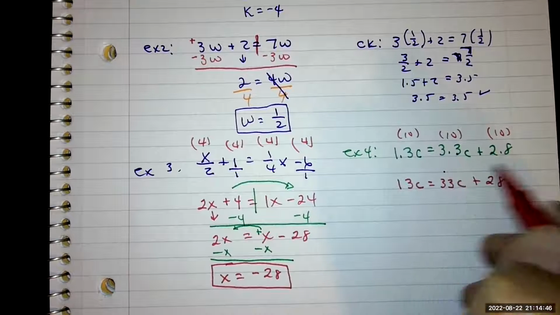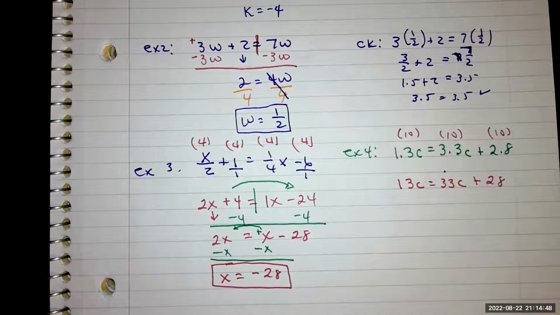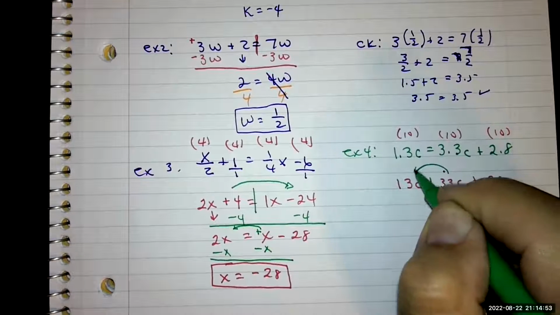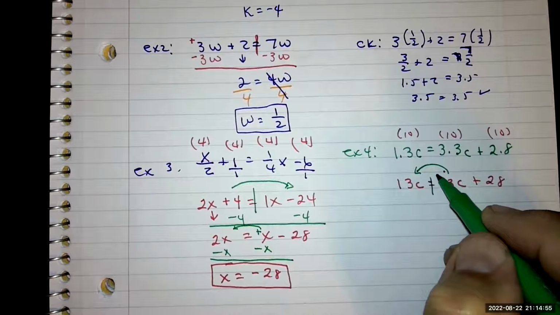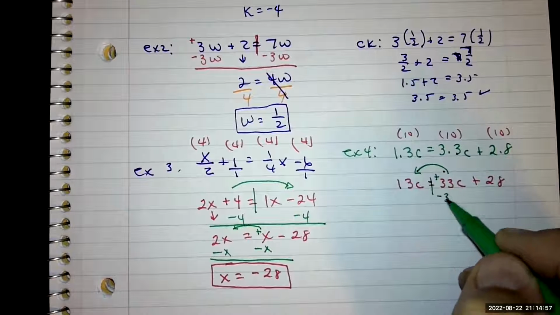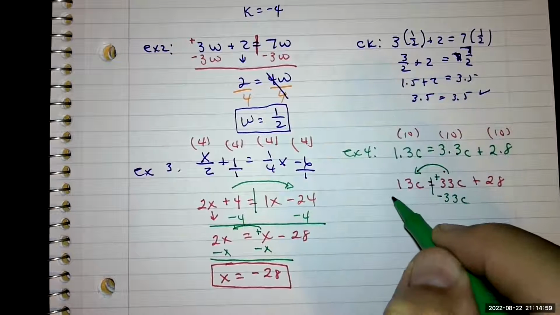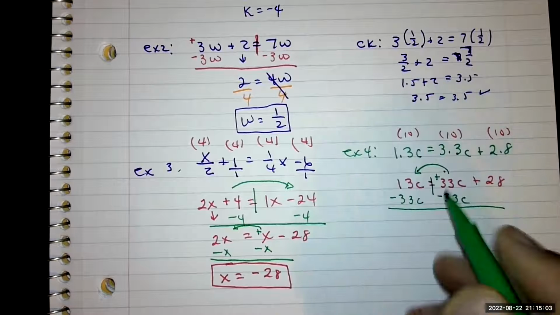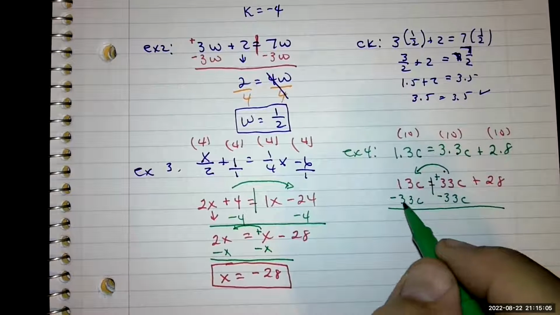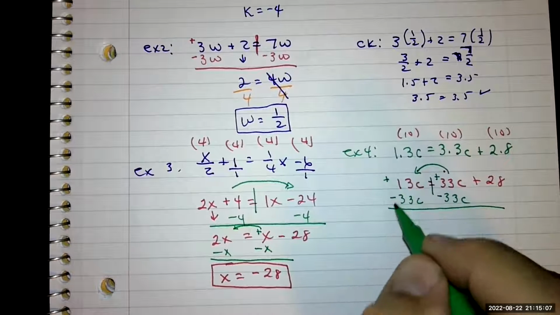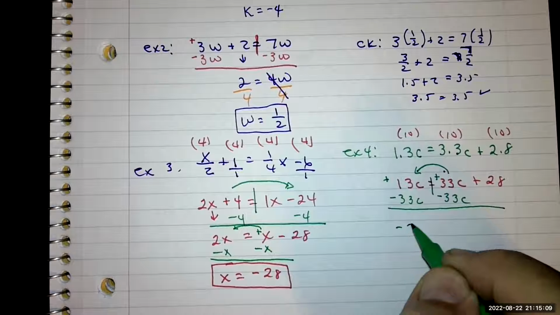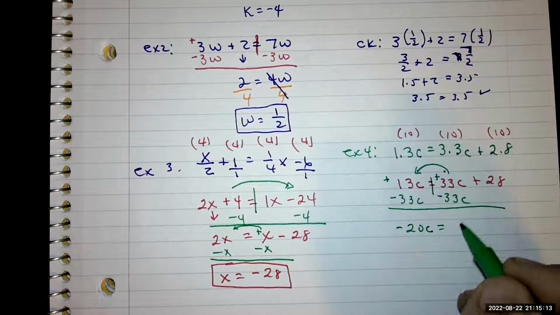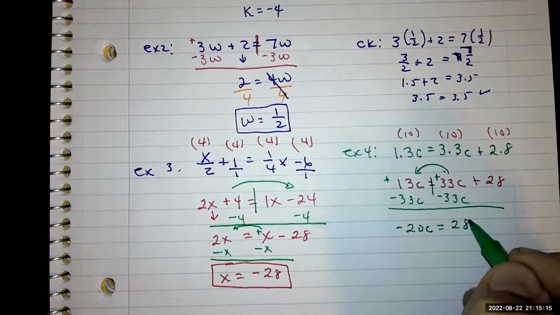So I'm going to take this 33, and here's my wall. So I'm going to hit it to the opposite side. And since this is a positive, I'm going to subtract 33c from both sides. 13 minus, remember this is a plus. So plus and minus means subtract. So this should be a negative 20c. That's a 0 pair. And this is 28.